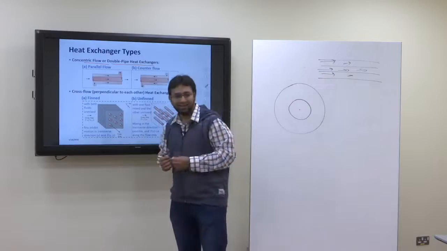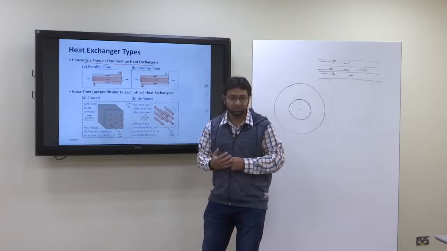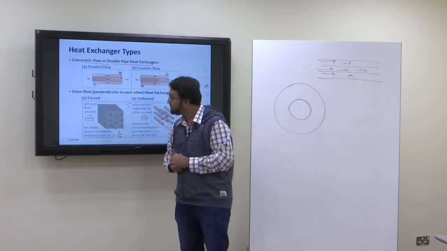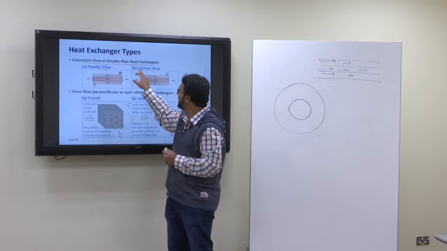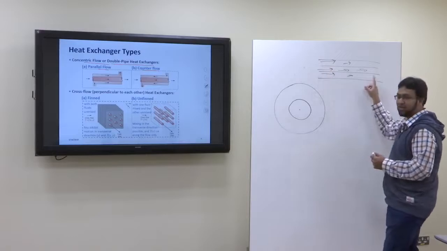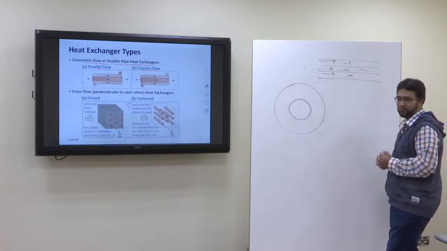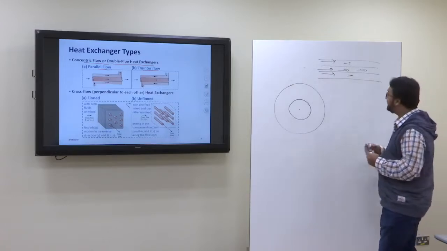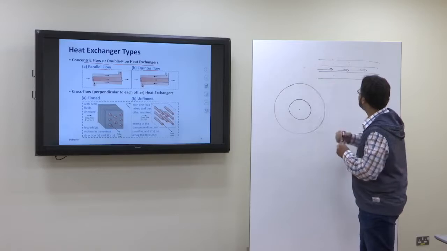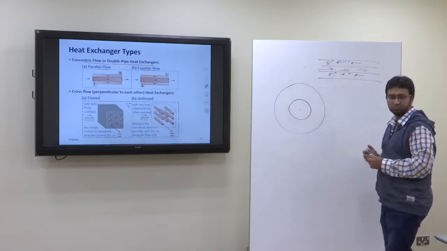Now within this double pipe concentric heat exchanger, there are two possibilities, or you can say two sub-classifications. One is known as parallel flow, the other is known as counter flow. Suppose one fluid is moving in this direction and the other fluid is also moving in the same direction, then this is parallel flow. If one fluid is moving in this direction but the other fluid is moving in the opposite direction, then this is counter flow, right?